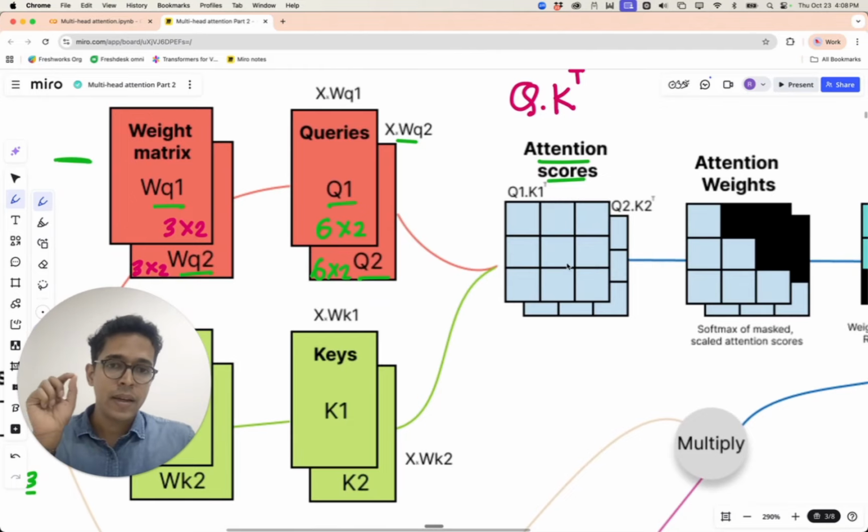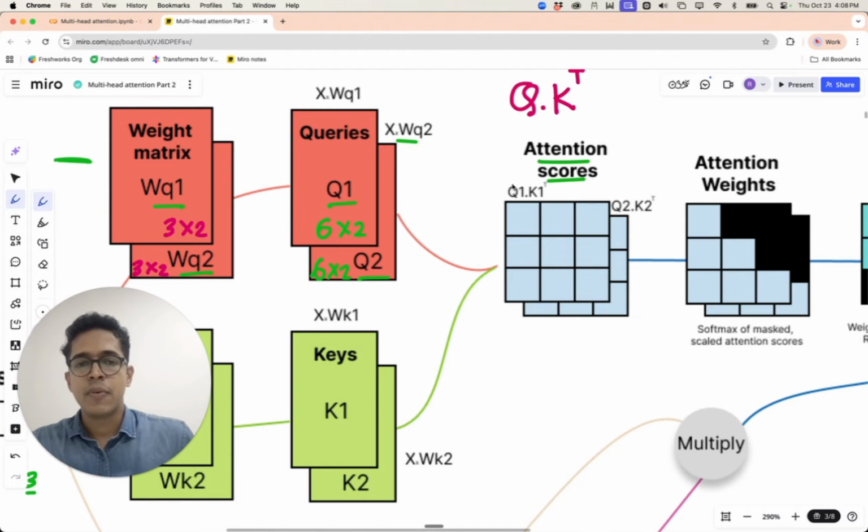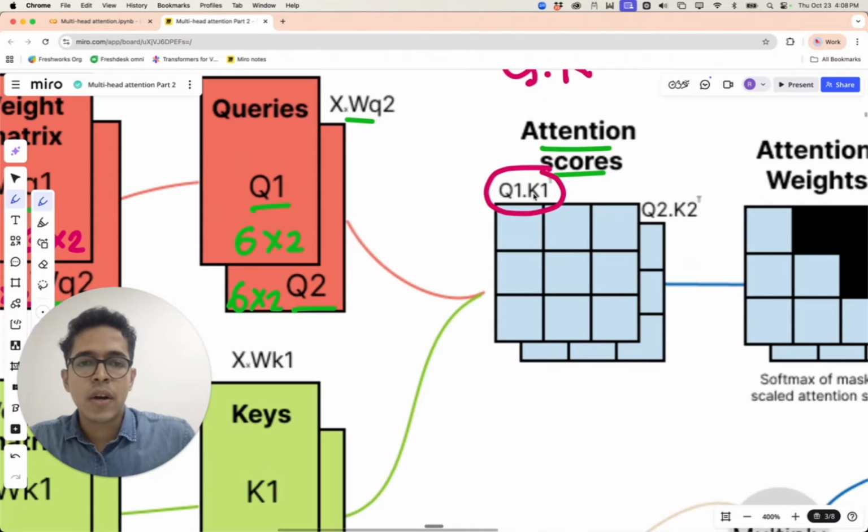Although I have drawn it as 3 by 3 here, if we have 6 tokens, we should have an attention score matrix of dimension 6 by 6. And like that, we should have two attention score matrices. The first matrix will be the result of the dot product between Q1 and K1. So this is Q1 dot K1 transpose.